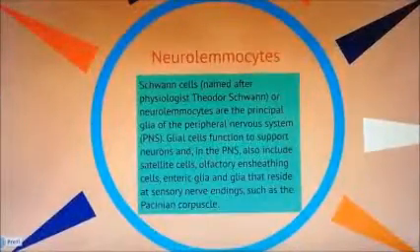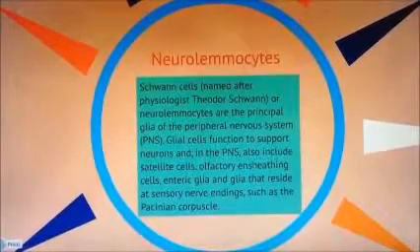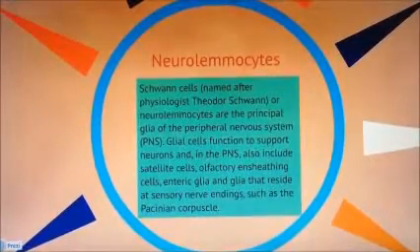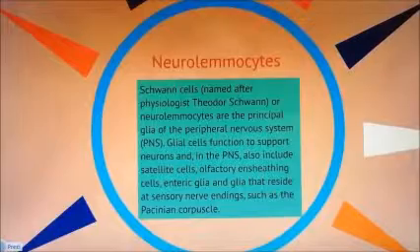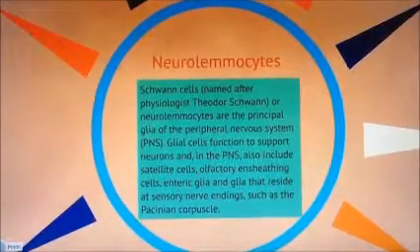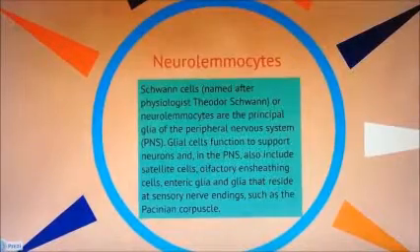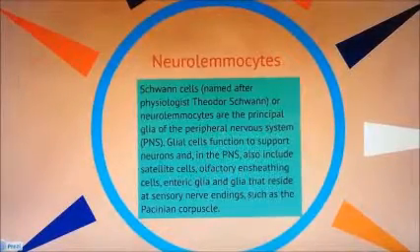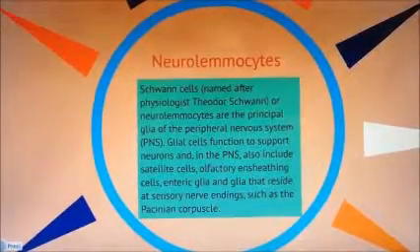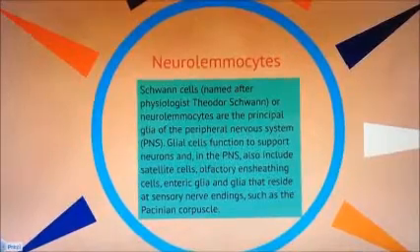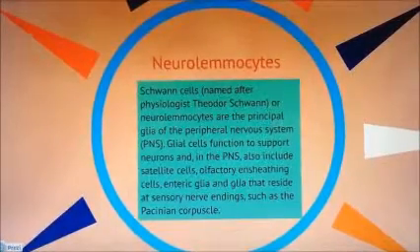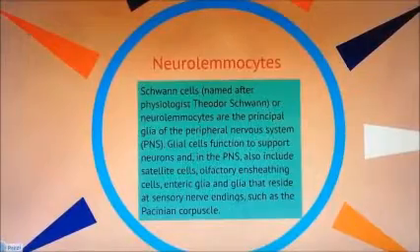Neurolemmocytes. Schwann cells, which were named after physiologist Theodor Schwann, or neurolemmocytes, are the principal glia of the peripheral nervous system. Glial cells function to support neurons, and in the peripheral nervous system also include satellite cells, olfactory and sheathing cells, enteric glia, and glia that reside at sensory nerve endings, such as the Pacinian corpuscle.